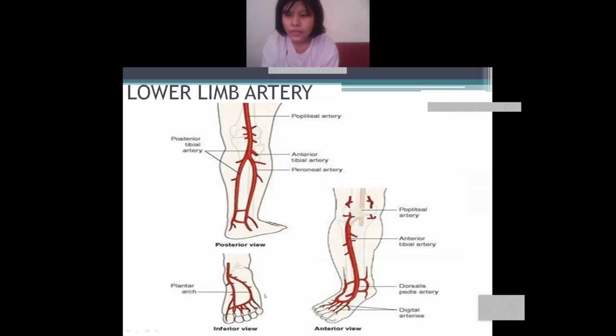And from this plantar arch, what happens? Again, it will form the digital arteries. So all this portion, suppose this is your foot, all this portion are the digital arteries, meaning the ending ones are the digital arteries.